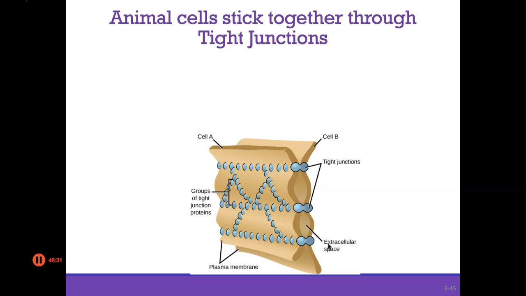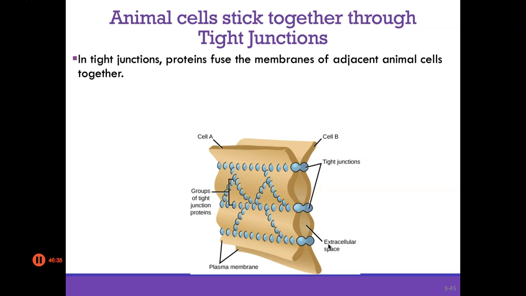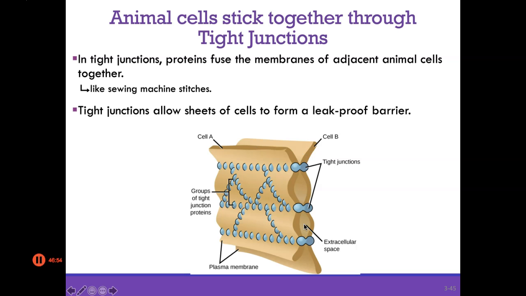Animal cells need to stick together. They do so through tight junctions. So tight junctions are what connect epithelial cells and join them tightly to neighboring cells. So two plasma membranes of two adjacent cells come very closely together, and they're fused by tight junctions, almost like sewing machine stitches. This allows for a leak-proof barrier.